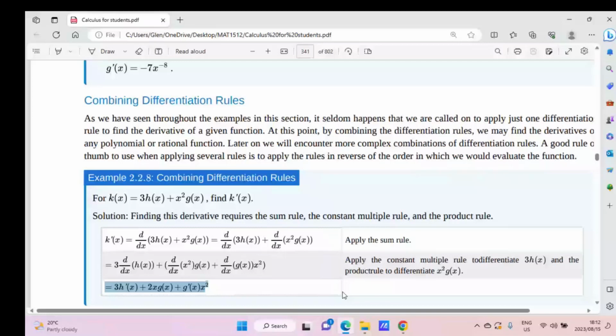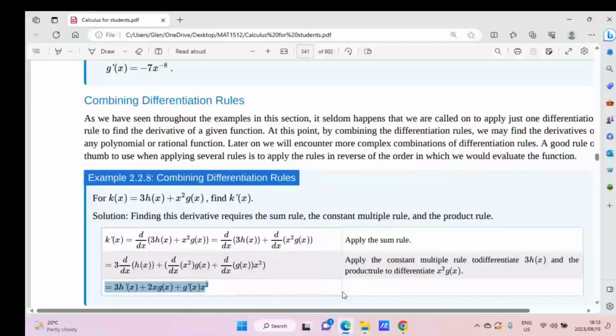Hello? So on the x squared g of x, you use the product rule there. Yeah, it's product rule there. That's why there are 3 terms in the final answer, even if there are 2 terms at the beginning.